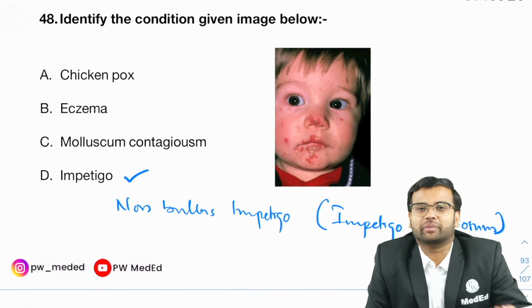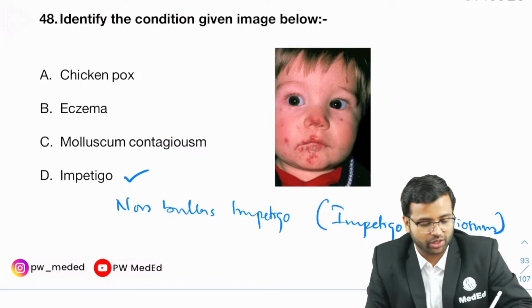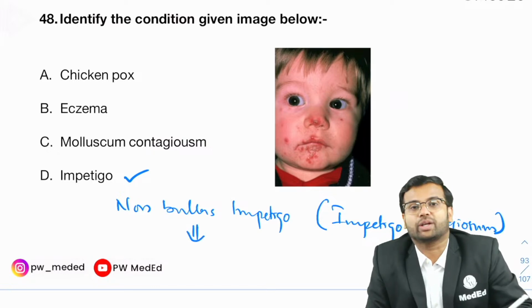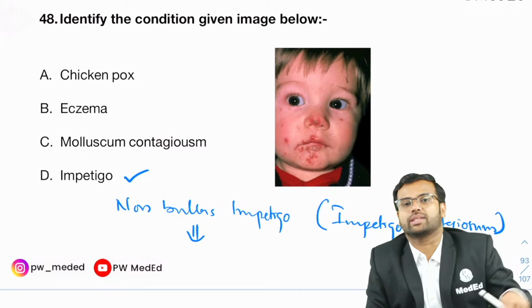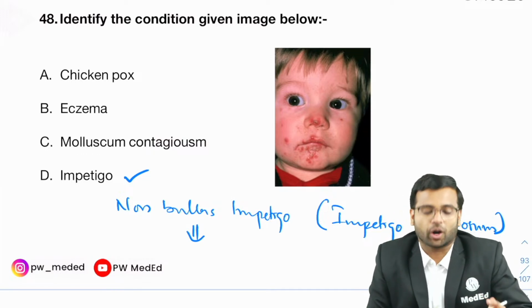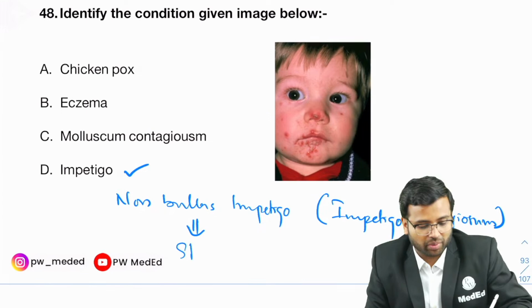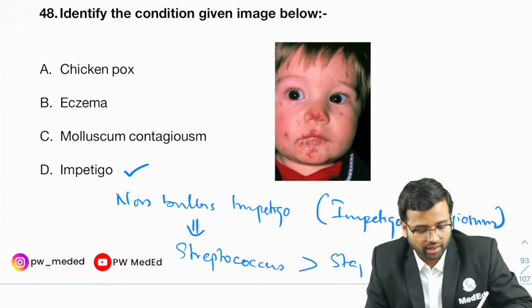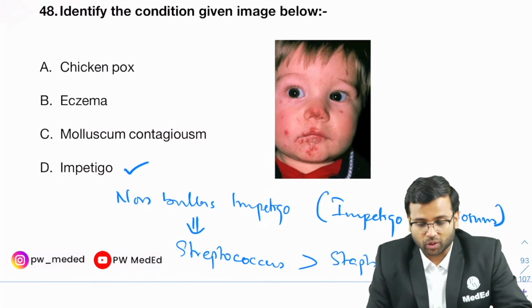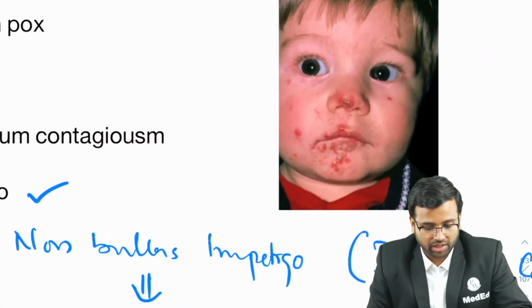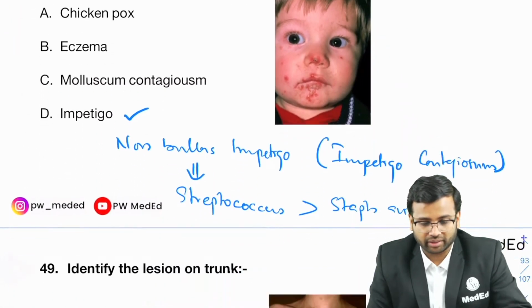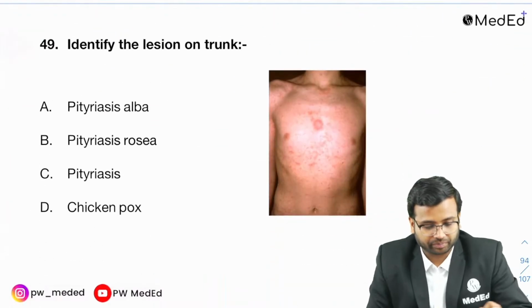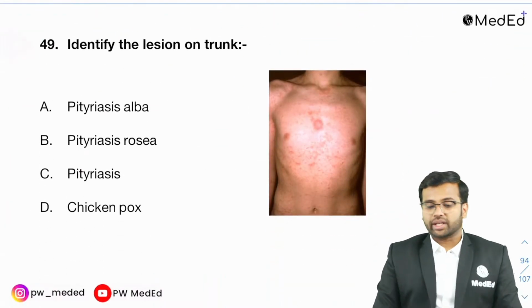And can you just revise it once again? What is the most common organism that causes impetigo contagiosum? This is usually caused by, is it streptococcus or is it staphylococcus? Non-bullous impetigo is usually caused by streptococcus more than Staph aureus. Okay, this is caused by streptococcus more than Staph aureus. Fine. So now let's move to the next one. Identify the lesion that you can see over the trunk.